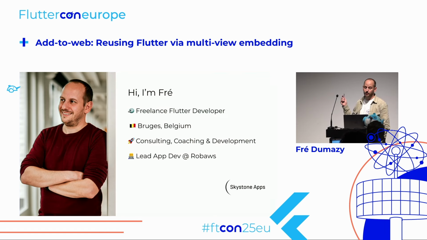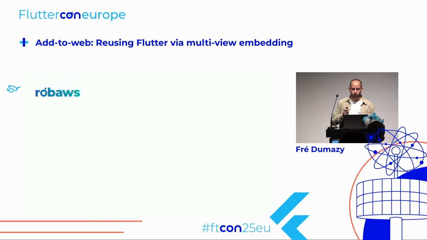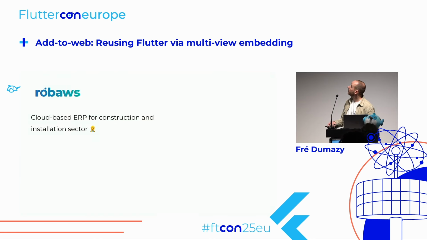To quickly introduce myself, my name is Fré. I'm a freelance Flutter developer. I live in Belgium, where I provide consulting, coaching, and development services through my company, Skystone Apps. And I'm currently taking on the role as lead app developer at a company called Robaus. What Robaus does is they provide a cloud-based ERP system for the construction and installation sector.